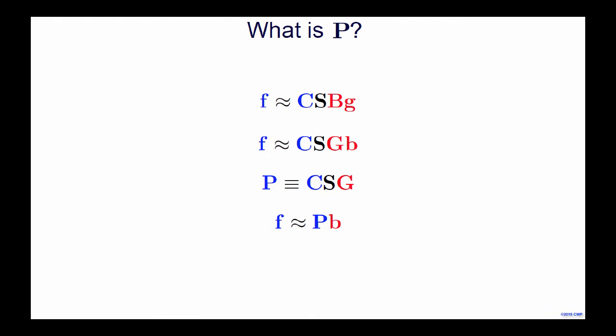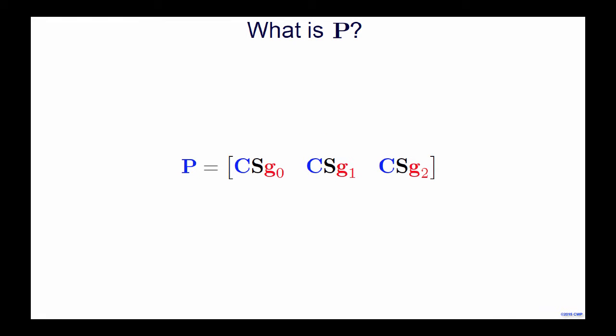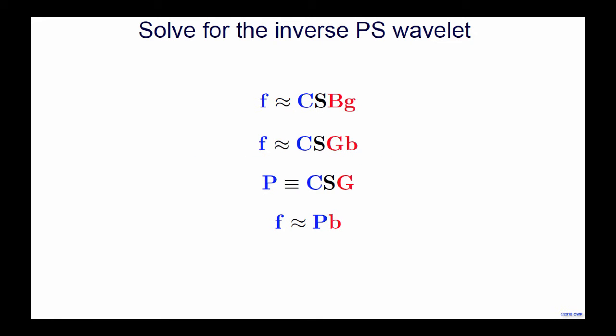Now what is this matrix P? Well, in the simple case that the inverse PS wavelet B contains 3 coefficients, the matrix P would contain 3 columns. And these 3 columns would simply be time-delayed versions of the PS trace that have been squeezed and convolved with the PP wavelet C. Now I want to point out that the matrix P depends on the PP wavelet C. So how do we compute this PP wavelet C?